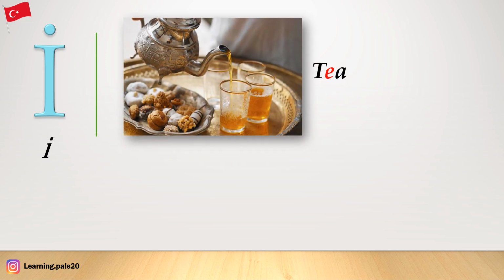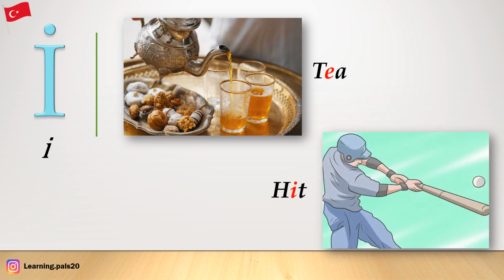İ. Let us see some examples. Like tea. This one is a Moroccan tea. Tea. Another example. Hit. To hit a ball. Alright, let's move on.